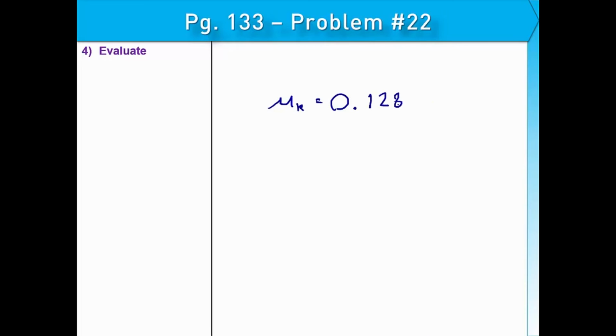Now to evaluate my answer. First, check the sign. It should be a positive number. It should never be negative. I got a positive number, that's good. Check if it's too small or too big. Usually the coefficient values are really small, between maybe 0.1 and 0.5, and in this case it does fall within that range. So it does seem like my answer checks out.